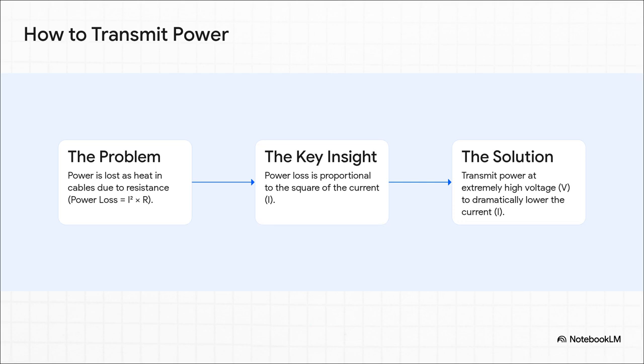See, the amount of power you lose to heat is calculated by taking the current, squaring it, and then multiplying by the resistance. The key part is that the loss is tied to the square of the current. So if you can lower the current, you dramatically lower the power loss. To do that, power companies transmit electricity at incredibly high voltages. A super high voltage means you need a very tiny current to deliver the same amount of power.